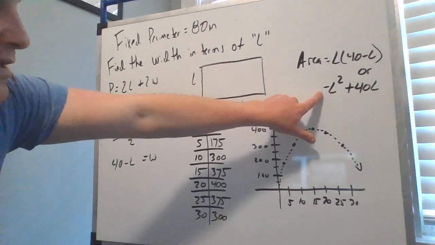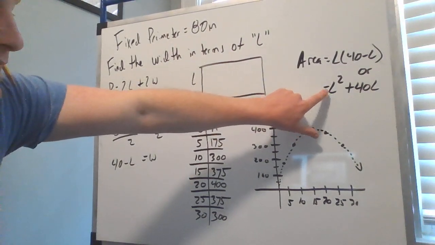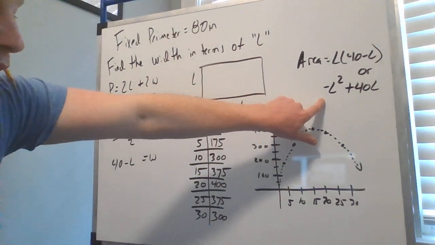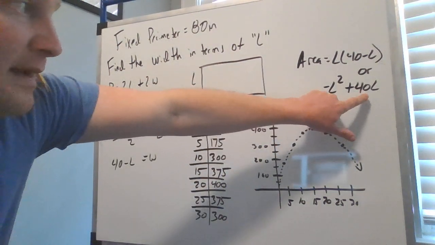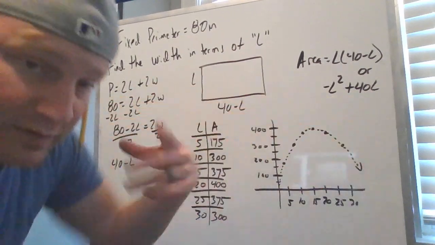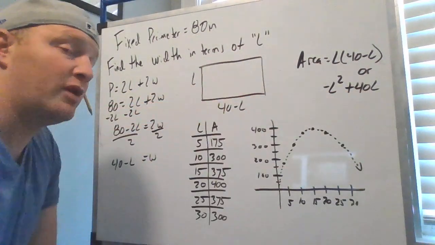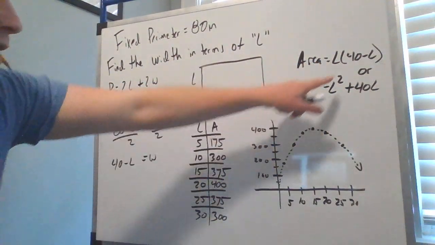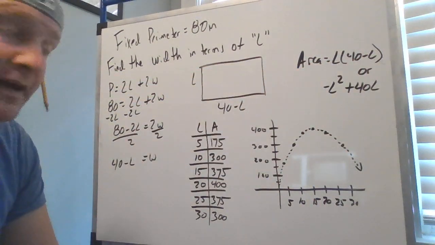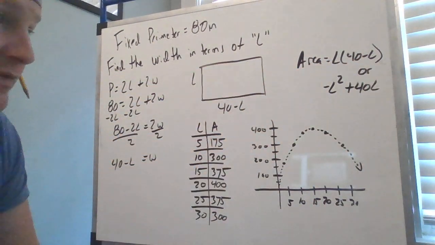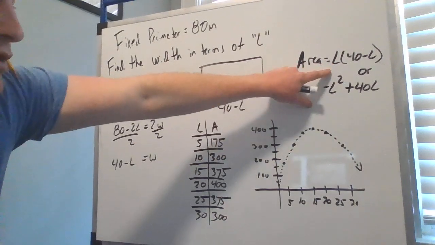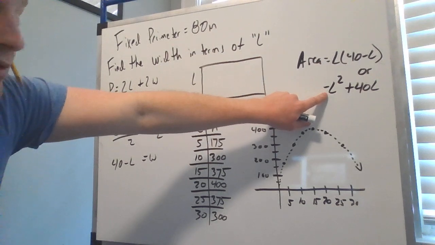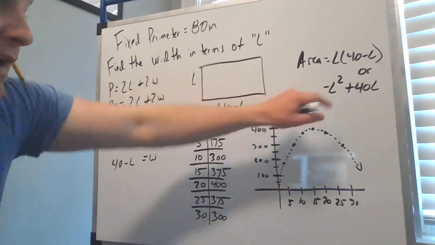The reason I said opposite of this, because if I read this as negative L squared, you guys are going to put this in as negative 5 squared, which is 25, plus 40 times 5, which is 200. So if you think that way, you're going to get 425, which is not right, because over here, if my L is 5, 40 minus 5 is 35, 35 times 5 is 175. So how can I get two different answers from the exact same equation? It's how you read this. This is not in parentheses, so therefore you must read this as the opposite of L squared.